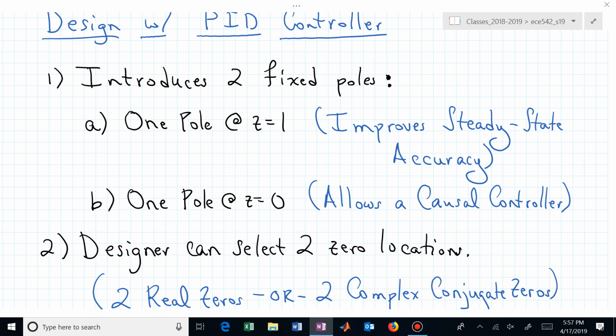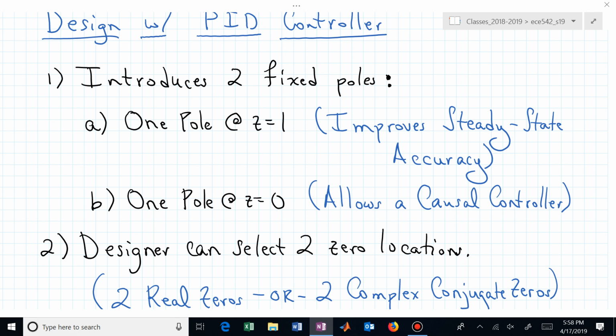One pole, if we were in another class, if we were in the analog class, I would say put a pole at the origin. For what reason? For steady state accuracy, to improve the performance of your system relative to accuracy, tracking a reference signal. Here, in the discrete time setting, a pole at the origin in the S-plane corresponds to a pole at z equal to 1 in the z-plane.